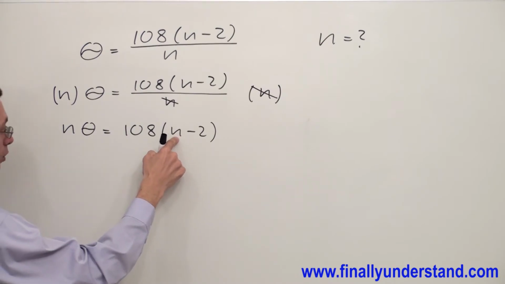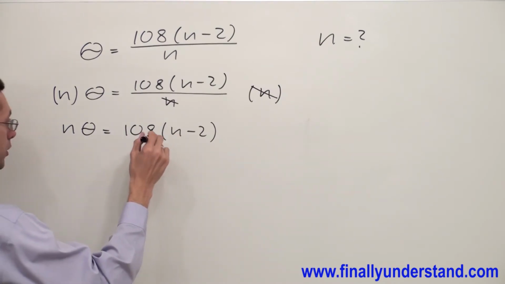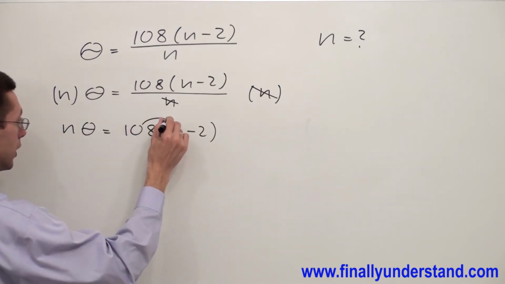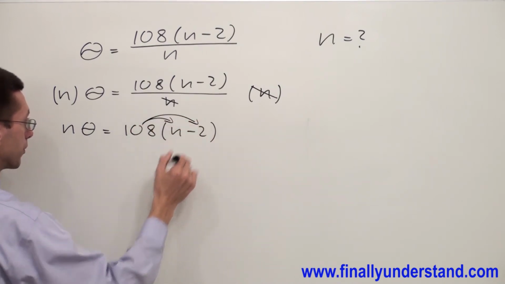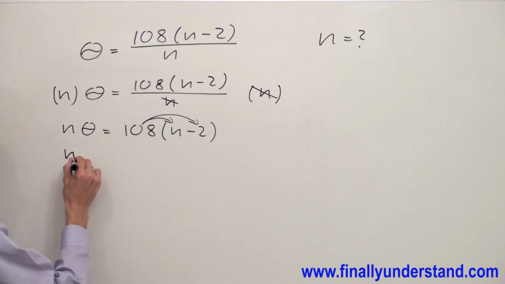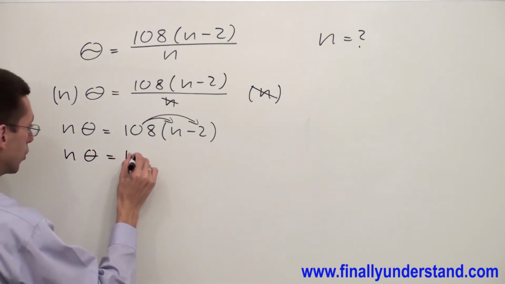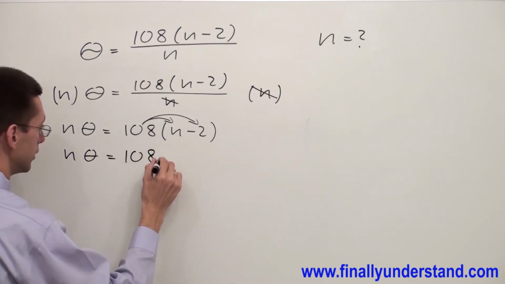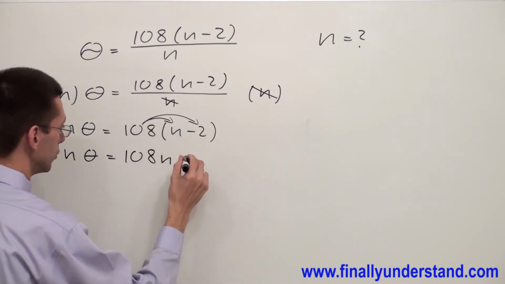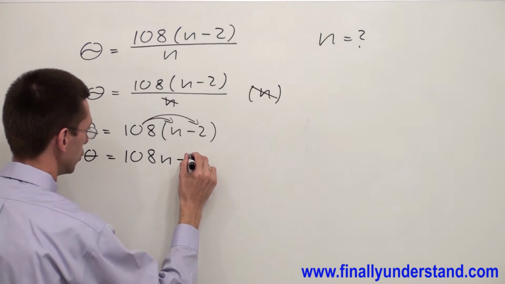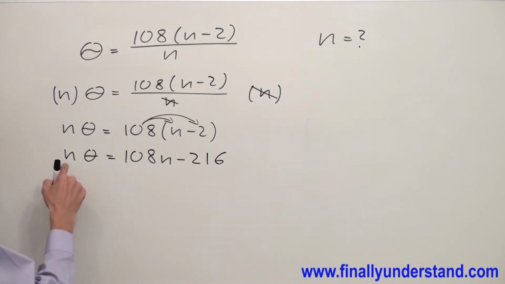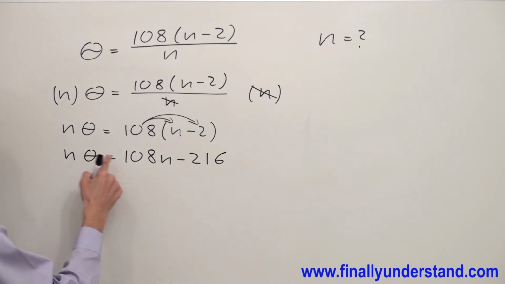N is inside of the parentheses. I want to pull n out of the parentheses, okay? So how can I do that? I simply eliminate the parentheses by distributing 108 into every single term or variable inside of the parentheses. So n theta equals 108 times n is 108n, 108 times negative 2 is minus 216.